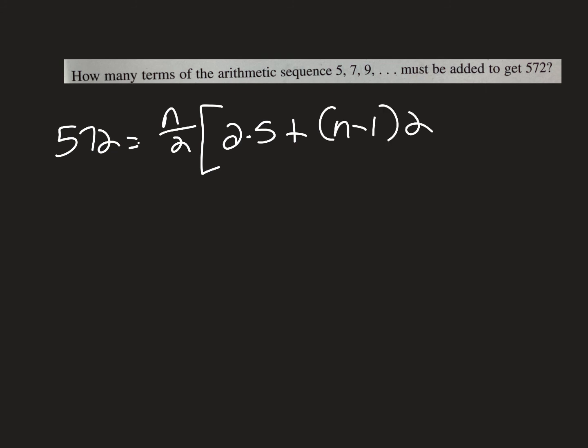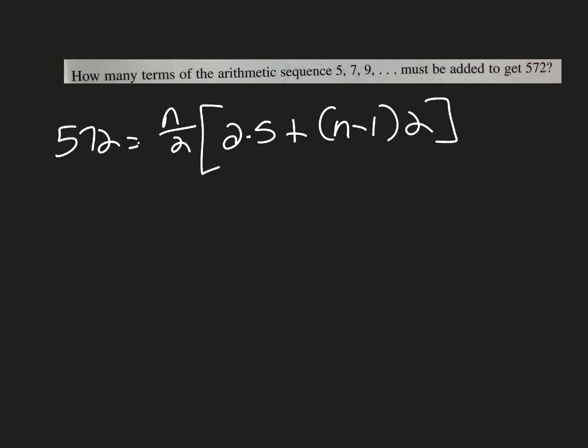One more example here. Okay, how many terms of the arithmetic sequence 5, 7, 9, and so on, must be added to get 572? Okay, so basically asking how many terms, which means you don't know what n is, you're looking for n. So I'm going to use that first formula, and I'm going to say, okay, the sum is 572, so I'm going to say 572 equals n over 2 times 2 times the first term plus n minus 1 times d. And again, I don't know n minus 1, but I do know d is 2.